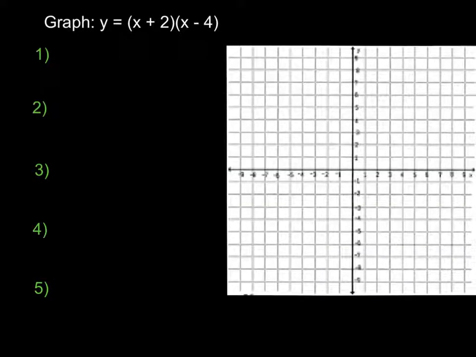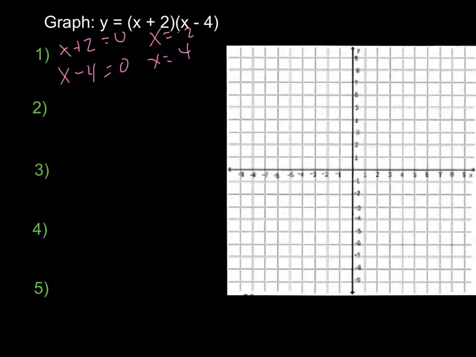Alright, so we're going to graph y equals the quantity x plus 2 times x minus 4, and we're going to find the first part, the x-intercepts. Since it's already factored, we're going to take each factor, x plus 2 and x minus 4, and set them equal to 0, and solve. x equals negative 2 and x equals positive 4.